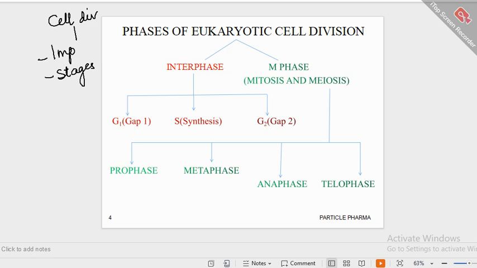It is divided into two phases, interphase and M phase. Again, interphase is divided into three subphases: gap 1, synthesis and gap 2. After gap 2, the cell will enter into M phase, which is again divided into prophase, metaphase, anaphase and telophase, followed by cytokinesis. M phase is of two types, mitosis and meiosis, which I have already discussed. Based upon the cell type, the cell will follow mitosis or meiosis.